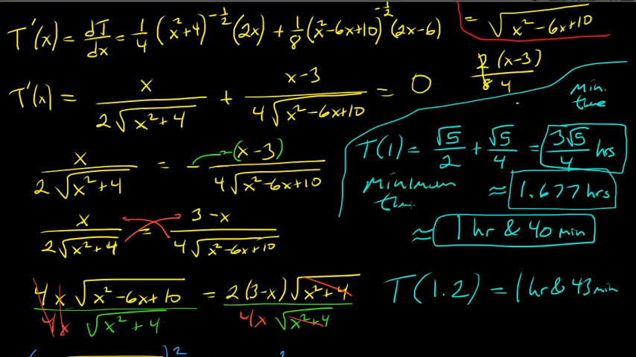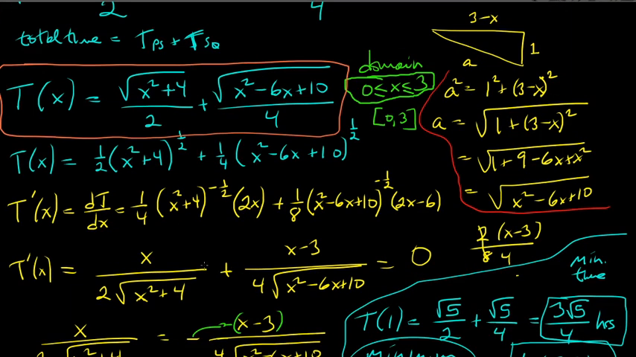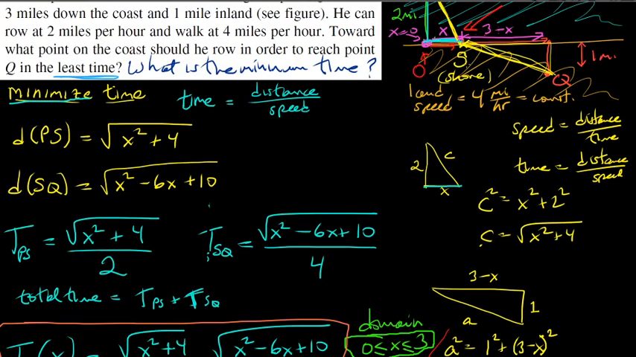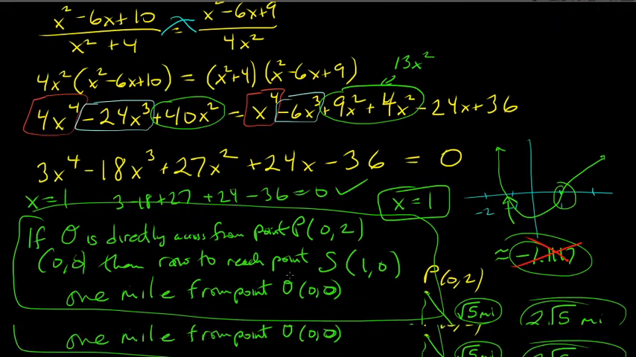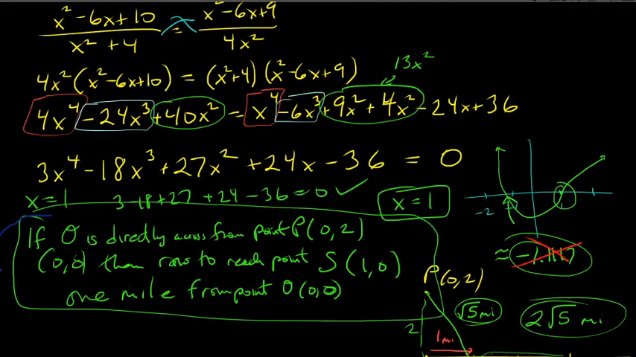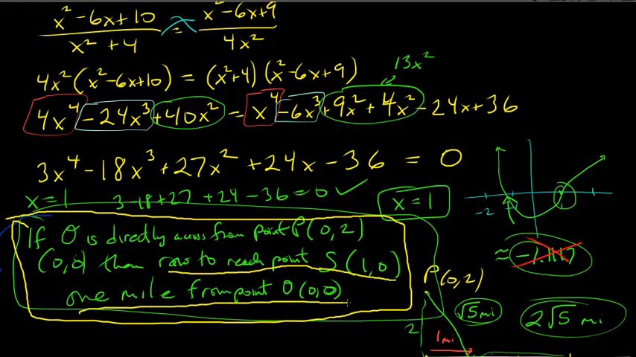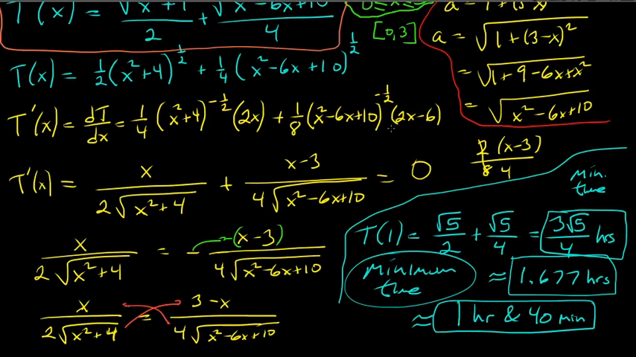Spell it out. And that's probably what I would ask you on a test. What is that minimum time? Their question was a little bit awkward. What is the minimum time? Because that's a numerical answer. What point should they row to? Point S, which is 1 mile away from the shore. So that's this answer here. In words, row to reach point S, 1 mile from point O, which is the origin, in the picture here.